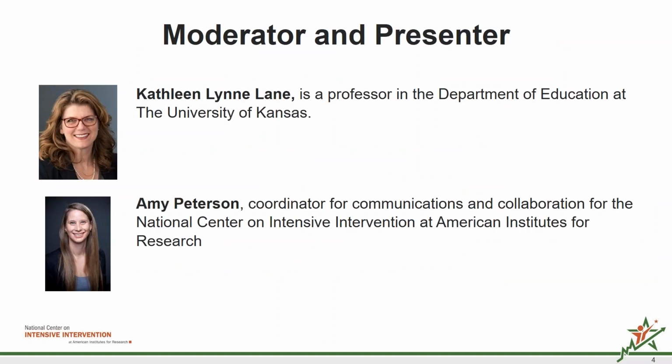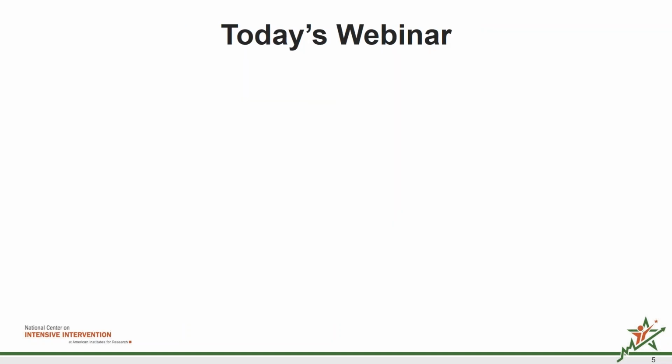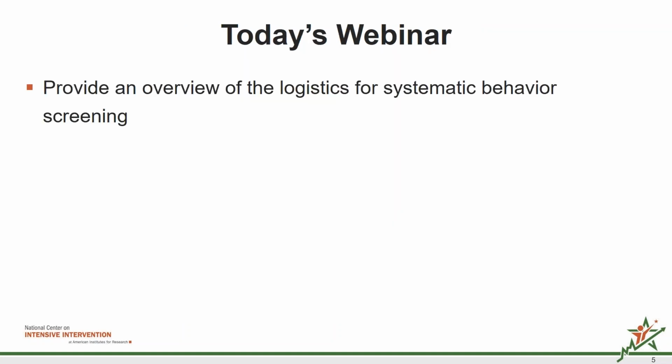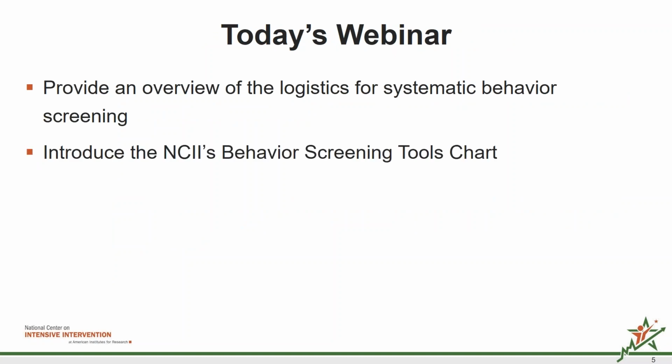I'll introduce Kathleen in just one second, but again, my name's Amy Peterson. I coordinate the communications and collaboration work for NCII at AIR. I'm excited to share about our work in behavior screening, but even more excited to have Kathleen Lane, a professor in the Department of Education at the University of Kansas, share about her work in behavior screening. I'm going to turn it over to Kathleen, and she'll share the first section, an overview of the logistics for screening and behavior, and then I'll share a little more about the behavior screening tools chart and the new tools chart on NCII.